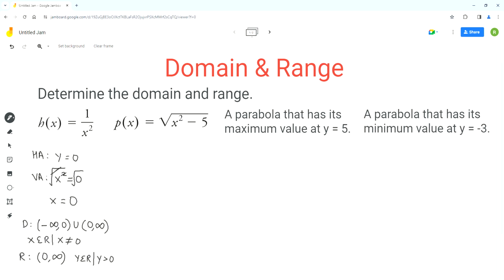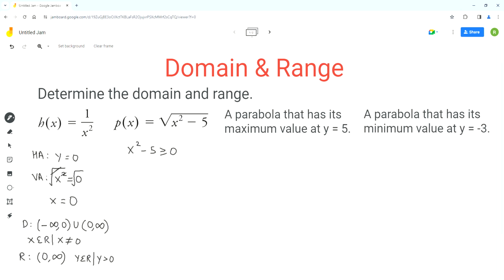So now we can analyze the second function, p of x. Now this is a square root term. There is x squared minus 5 under the square root. Now we know that a square root only exists for a positive number or 0. So that means the expression under the square root should be greater than or equal to 0. This is the inequality we have to solve to find the domain for this function.